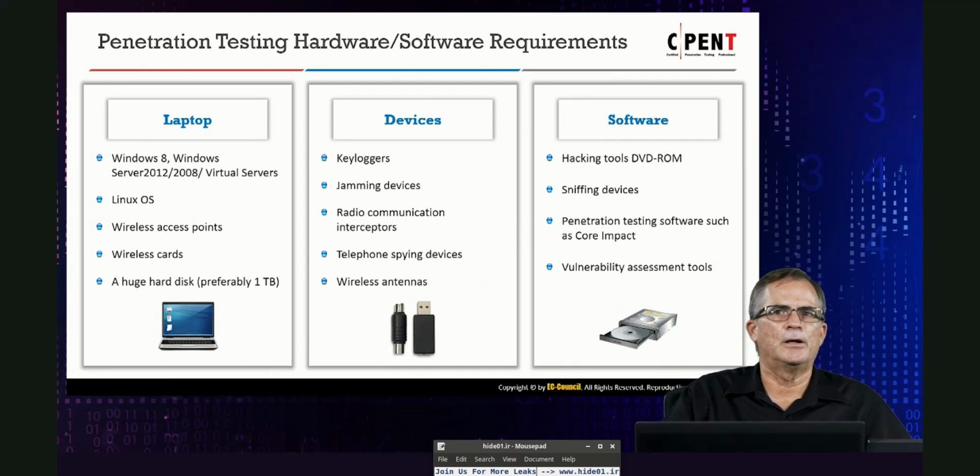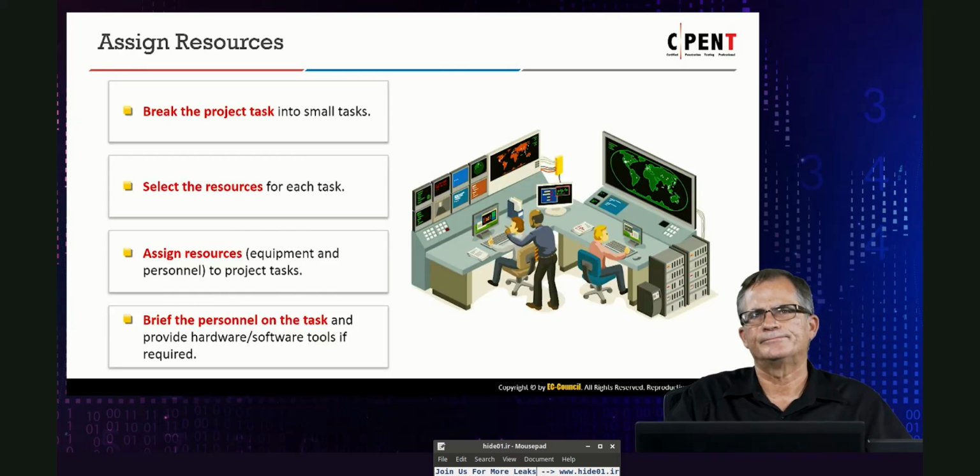Again, it's really up to the organization. Devices, potentially keyloggers, jamming devices, you have to make sure you're allowed to do that. Everybody has different telephone spying devices, these types of things, all depending on your scope of work. Of course, you want hacking tools, your actual equipment set up, and maybe even some software like the commercial tool Core Impact, stuff like that.